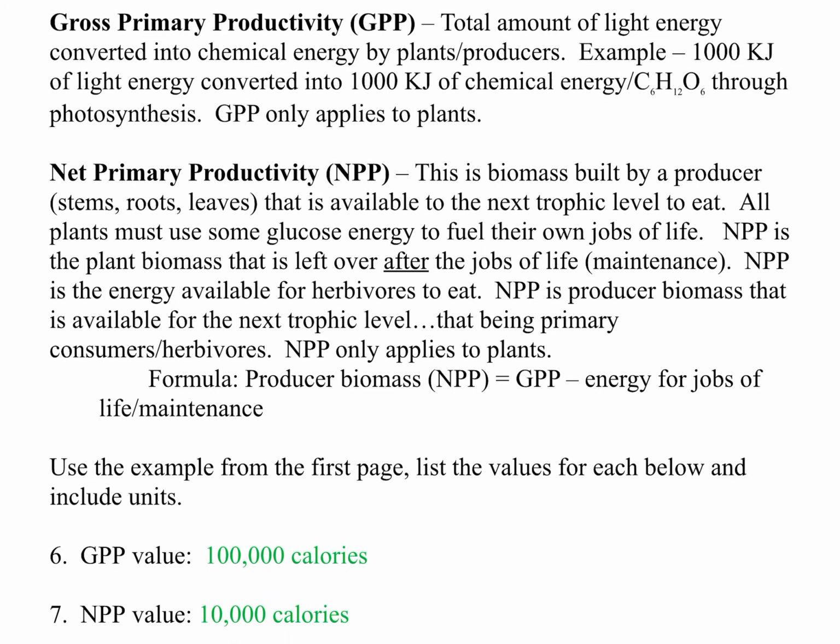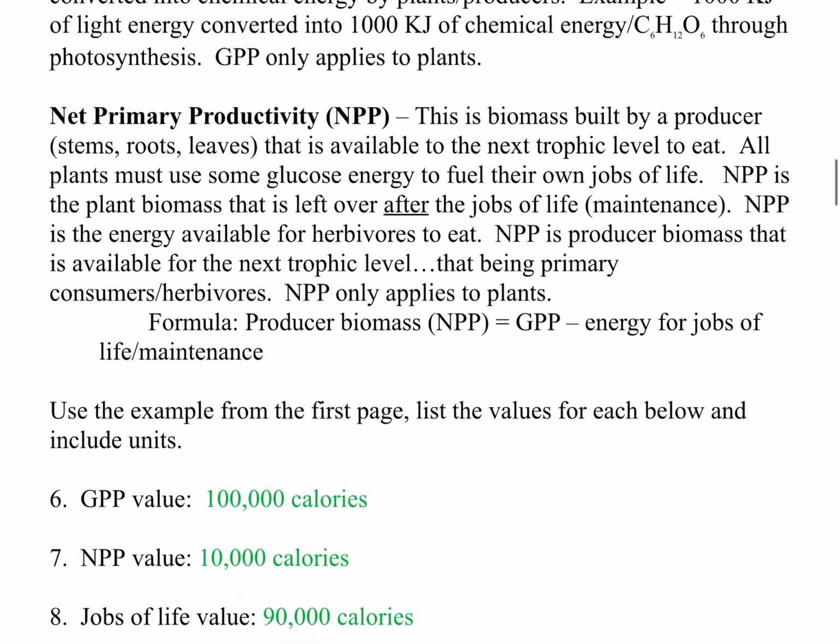All plants use some glucose energy to fuel their own jobs of life. NPP is the plant biomass that is left over after the jobs of life. So NPP is the energy available for herbivores to eat. NPP is producer biomass that is available to the next trophic level, all right?